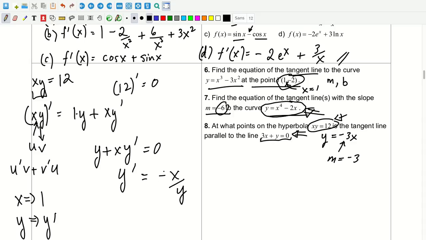Oops, I think I did it wrong. It would be negative y over x. Sorry about that. Negative y over x. And so I get that as my derivative.